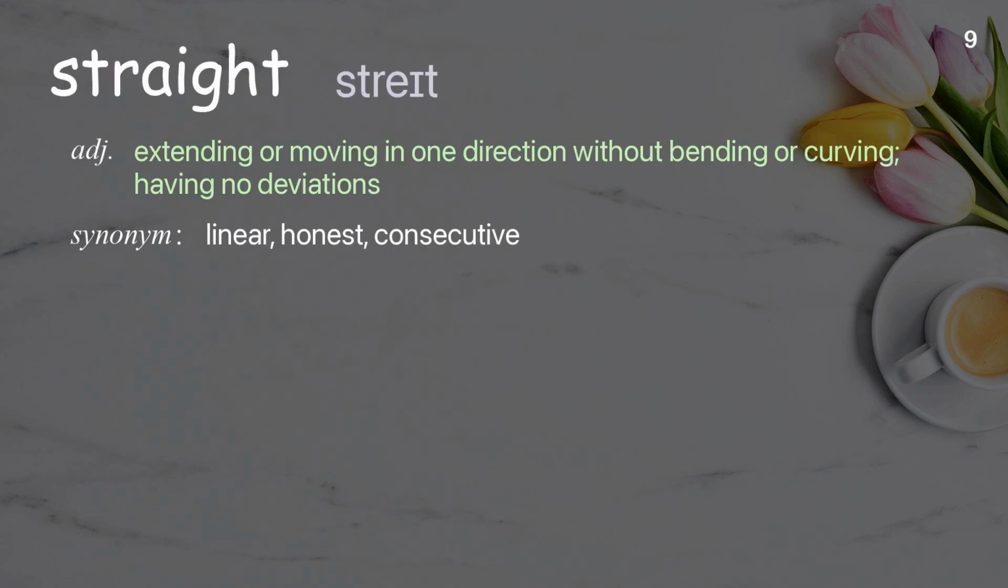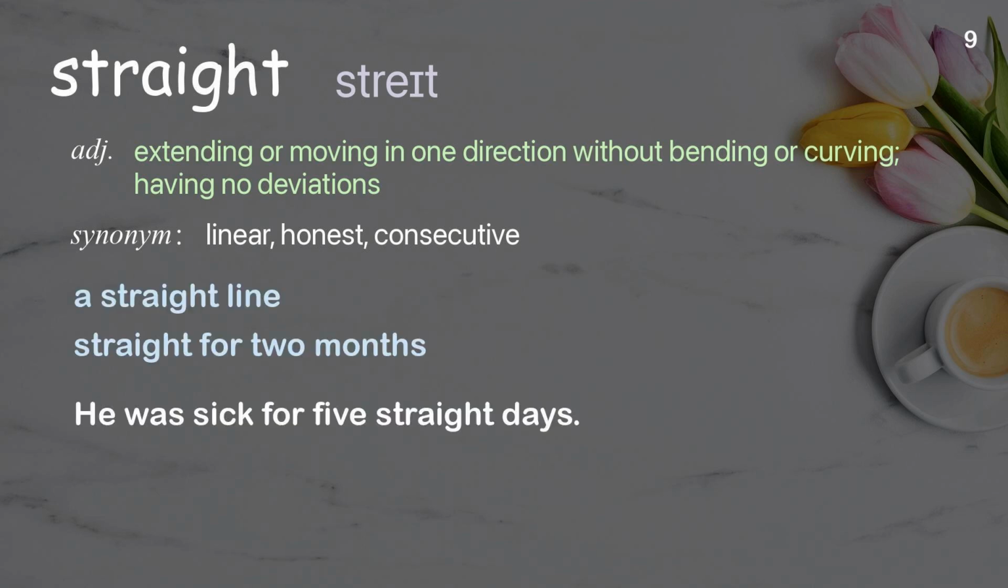Straight. Extending or moving in one direction without bending or curving, having no deviations. Examples: A straight line. Straight for 2 months. He was sick for 5 straight days.